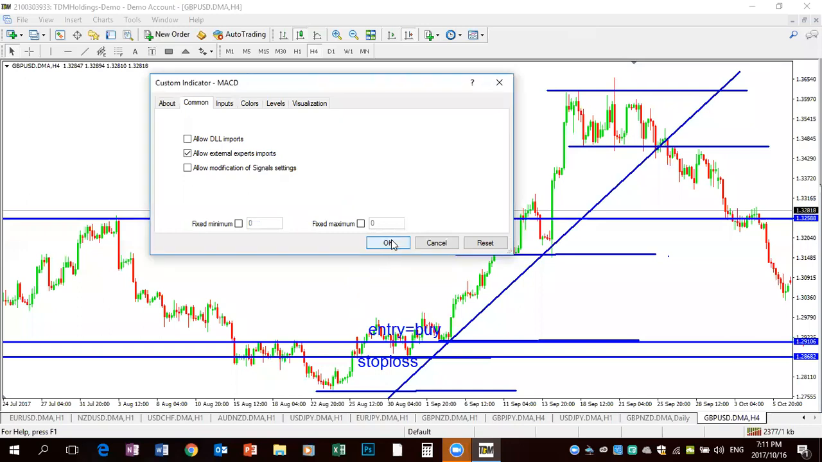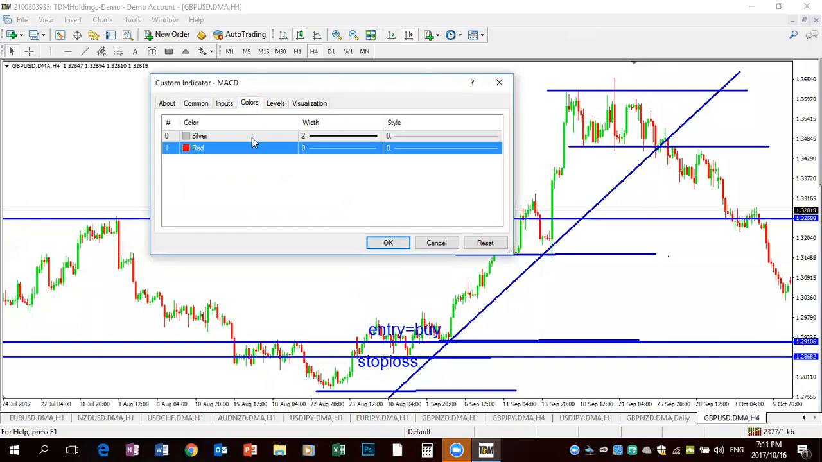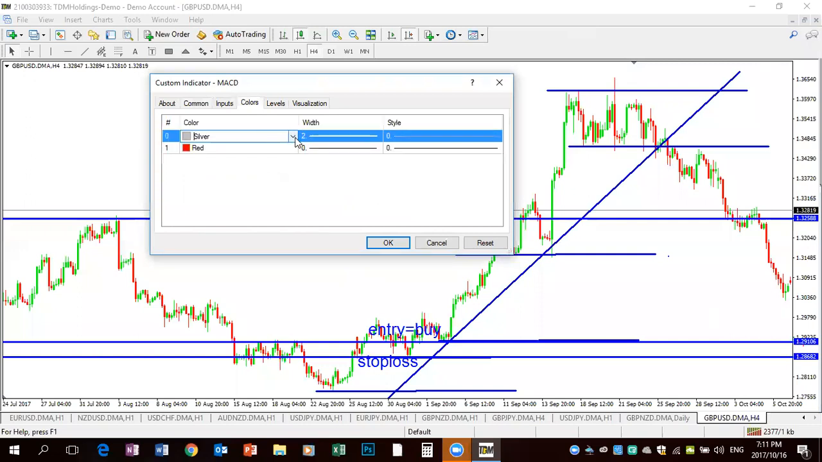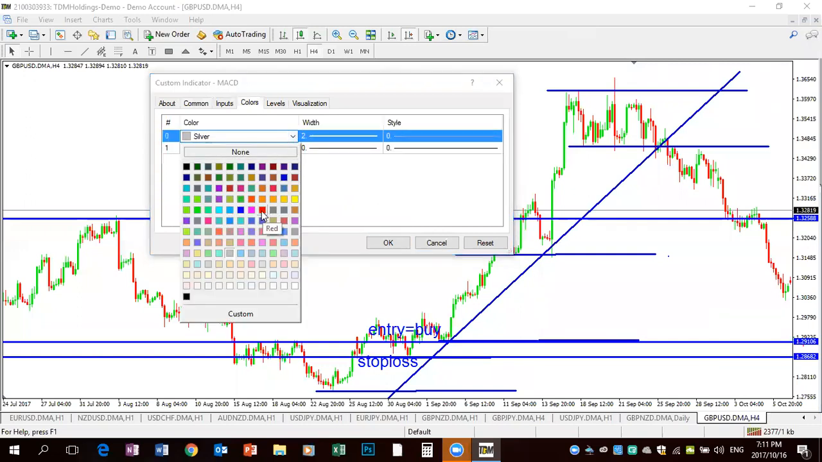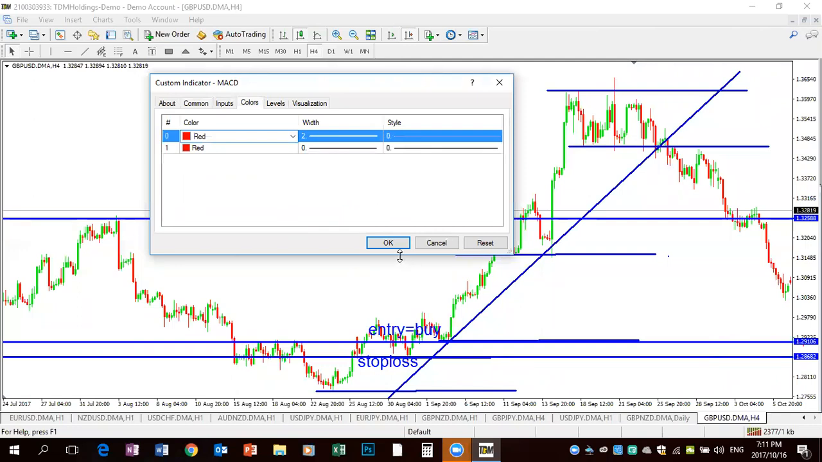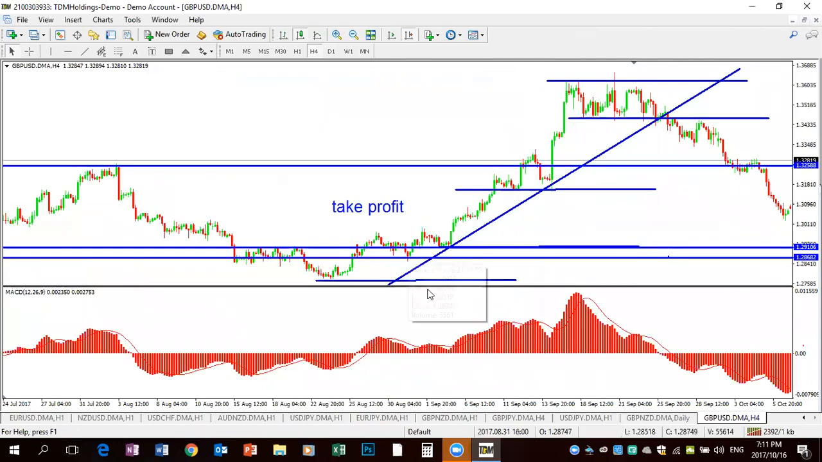And you say, okay, if you want to change the color, let me change the color. You can change the colors. I want to make it red. Can you see? Now I am saving my MACD and I will say, okay. Can you see my MACD?